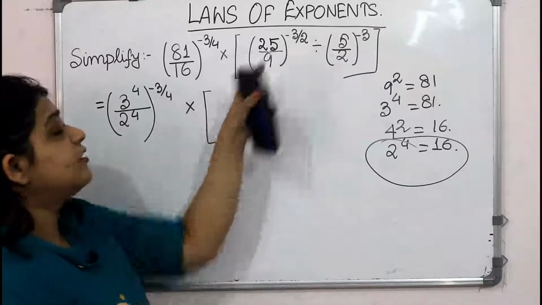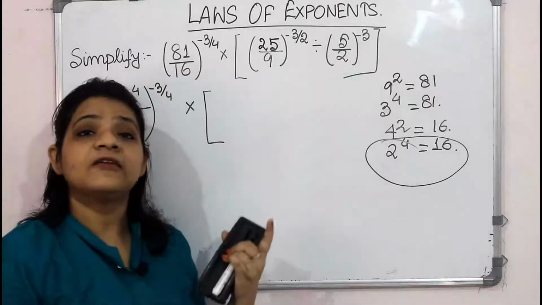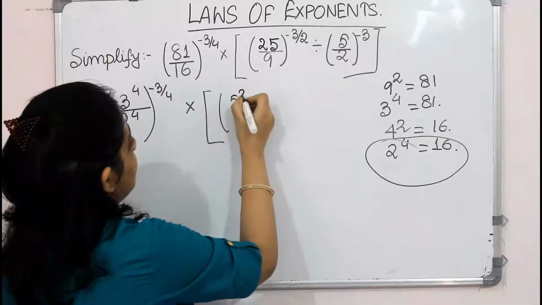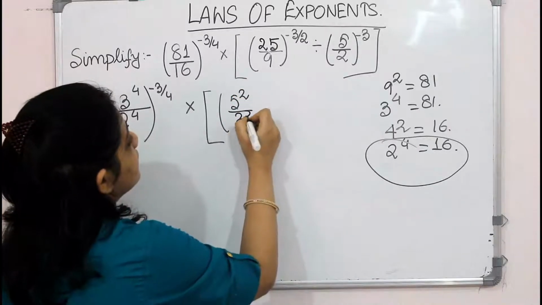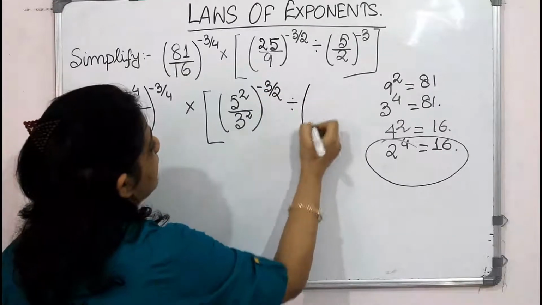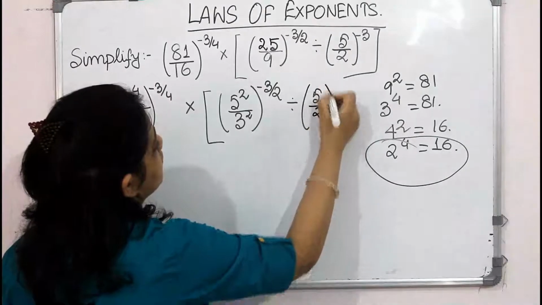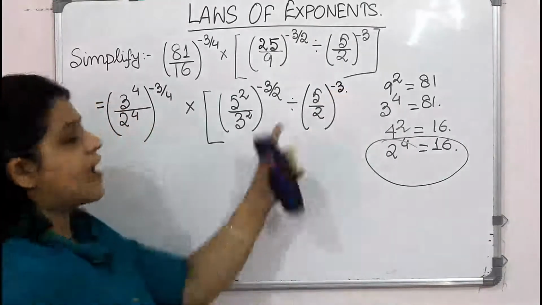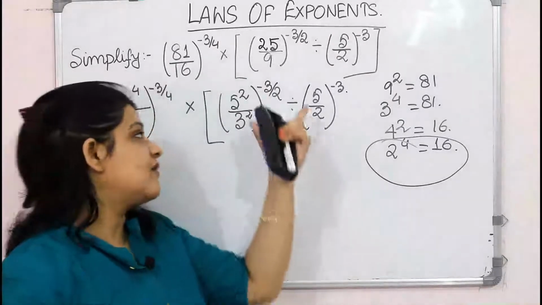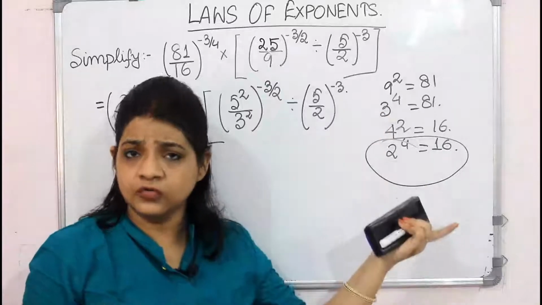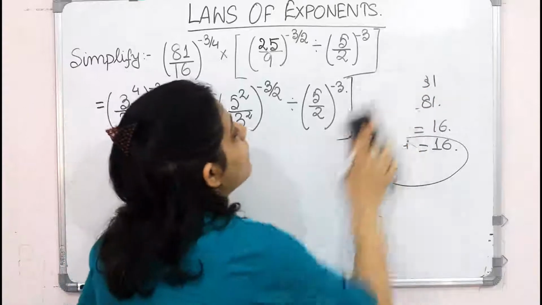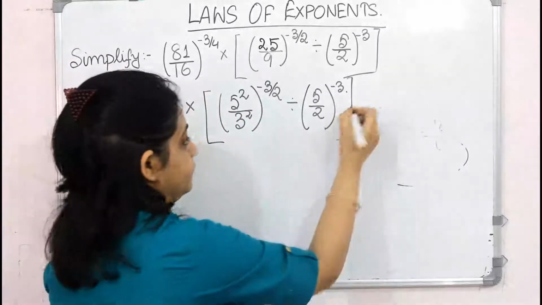you have 25. So 25 is 5 square, isn't it? So this is 5 square and this is 3 square to the power of minus 3 by 2 divided by 5 by 2 to the power of minus 3. Now 5 is also a prime number, 2 is also a prime number. So at least you can write 5 to the power of 1. So there is no use of writing, isn't it? So I will close the bracket. I hope up to this you have understood.